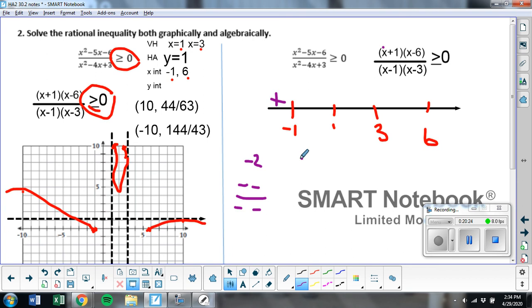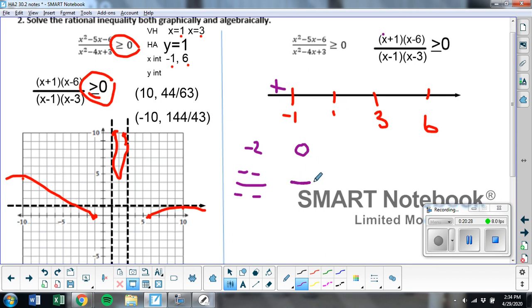Plug in a number between here. We'll go with 0. Plug in 0 as your x. That's going to be positive. Plug in 0. That's going to be 0 minus 6, which is negative. 0 minus 1 is negative. 0 minus 3 is negative. All right, I have 3 negatives. That's going to end up being negative. Okay, pause the video and go ahead and keep going with this. Pick a number between each section.